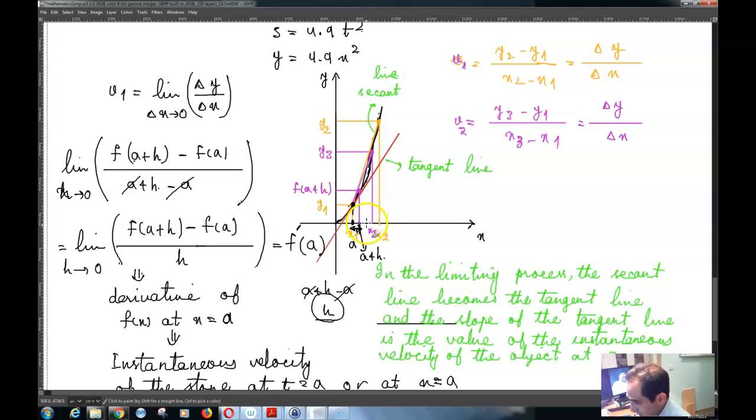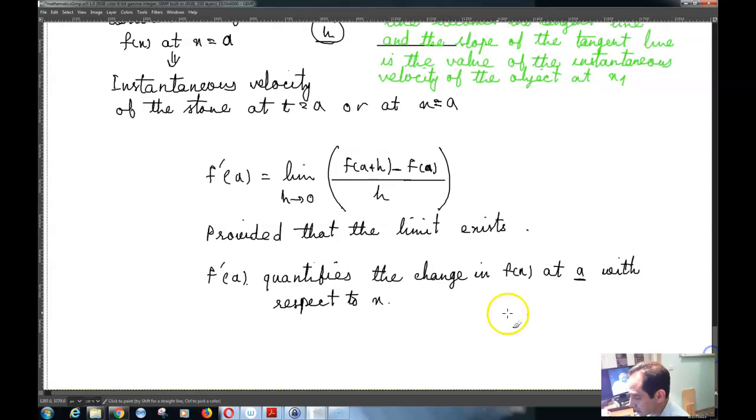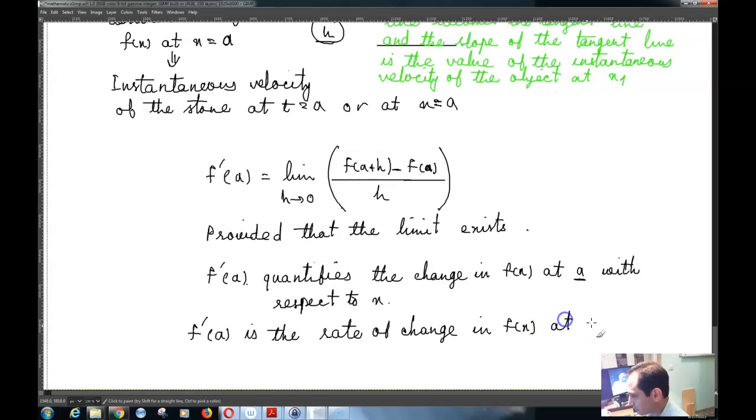Of course, in order to understand really what I said in this last sentence, you need to have understood the whole situation of the stone. Otherwise, there is no good way to understand these sentences. I just said that f prime of a is the rate of change in f of x at x is equal to a with respect to x. Now, f prime of a, there is no problem with that, you understand it, because it's just the derivative, right?